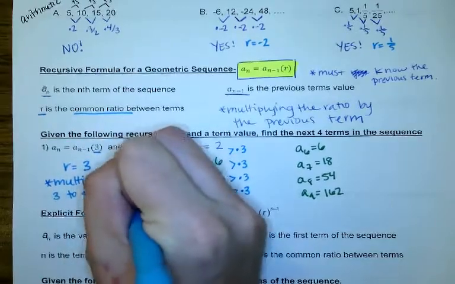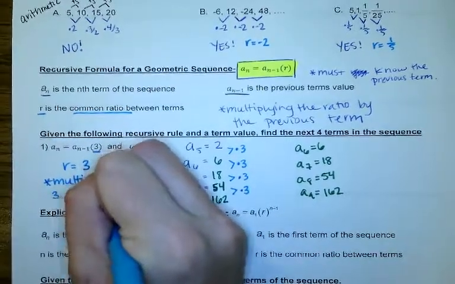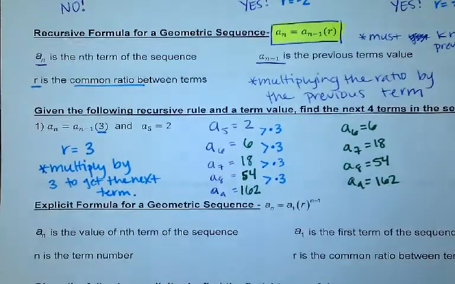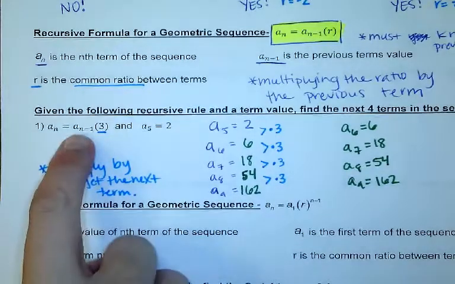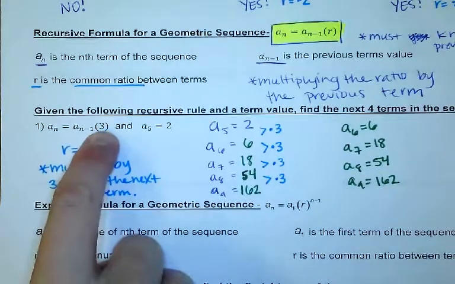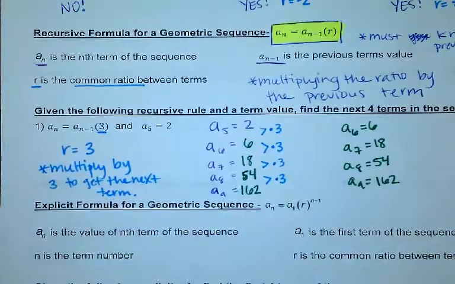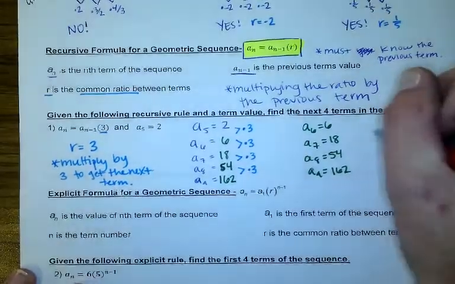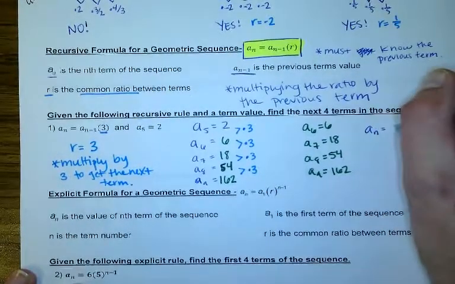So you are multiplying by 3 to get the next term. Honestly, recursive rules are not crazy complicated if you know how to read them correctly. Now guys, sometimes your recursive rules can look like this, a sub n parentheses 3. A lot of times you could also see this particular rule written like this, a sub n equals 3 times a sub n minus 1.